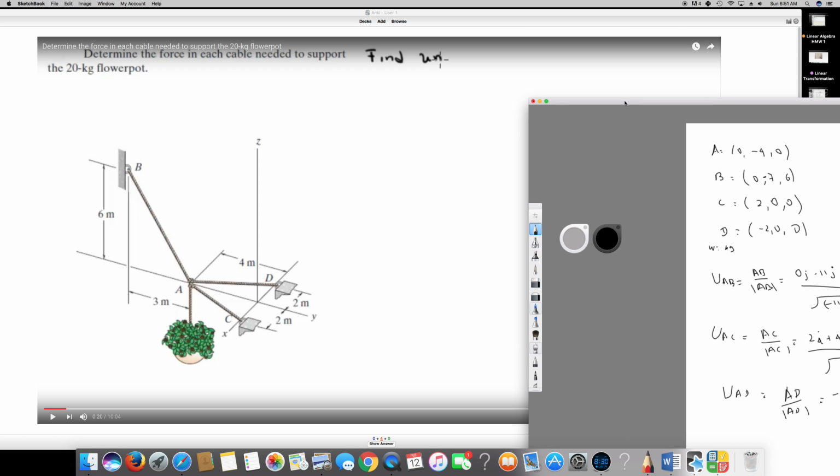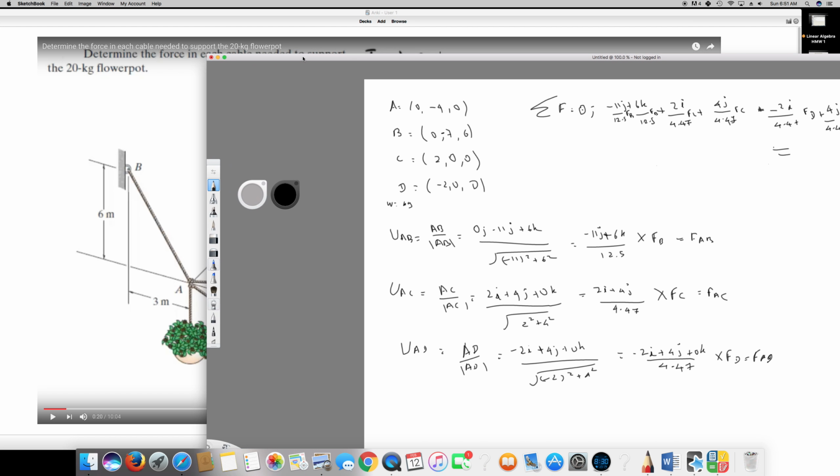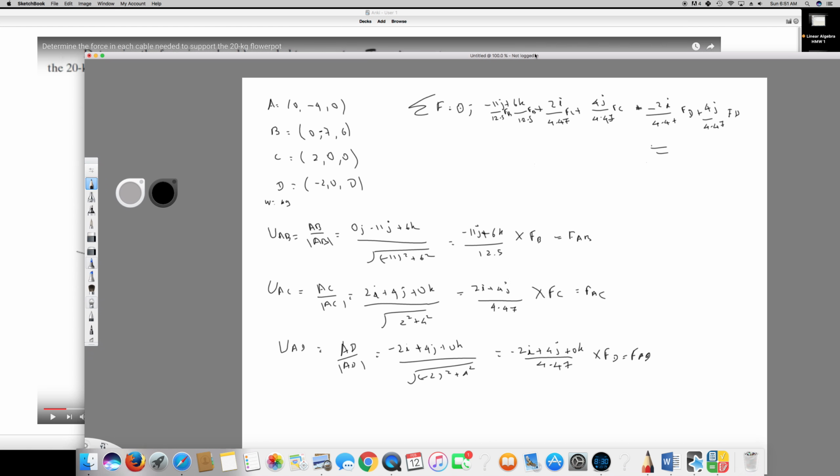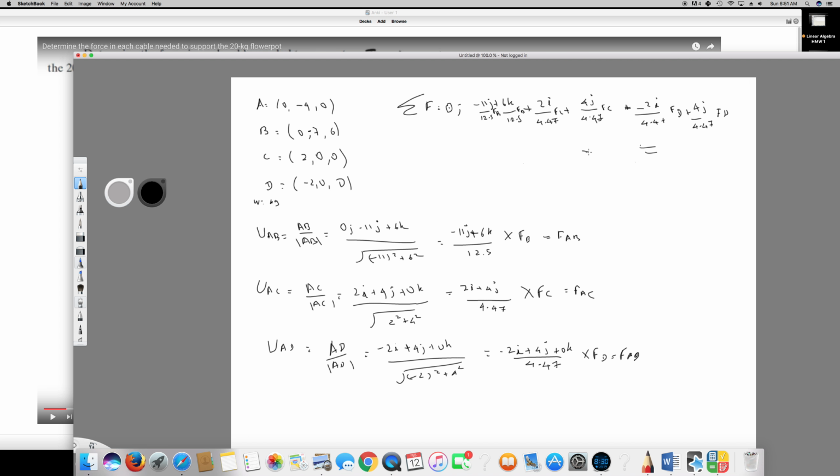We shouldn't forget the weight. The weight is 20 kilograms, so 20 multiplied by 9.8, the acceleration of gravity, is going to be 196, actingdownward, so it's in the negative direction, in the k direction.